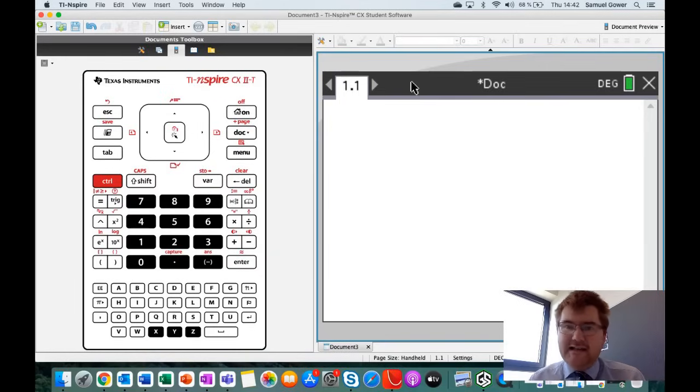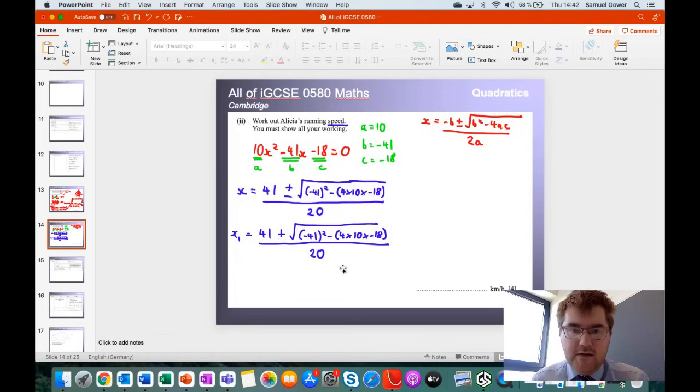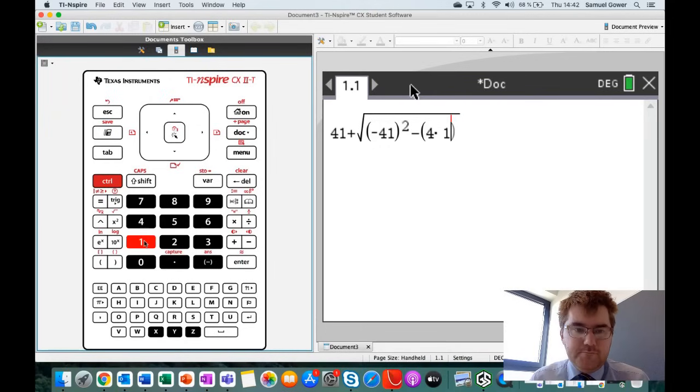Okay, so now I've got a fancy calculator here, but again, any calculator will do this calculation for you. So we're going to put in 41 plus, now we need the square root, and then we've got our brackets, minus 41 brackets squared, minus, brackets are very important here, 4 times, let's just double check, 4 times 10 times minus 18, close bracket, and now we want this as a fraction.